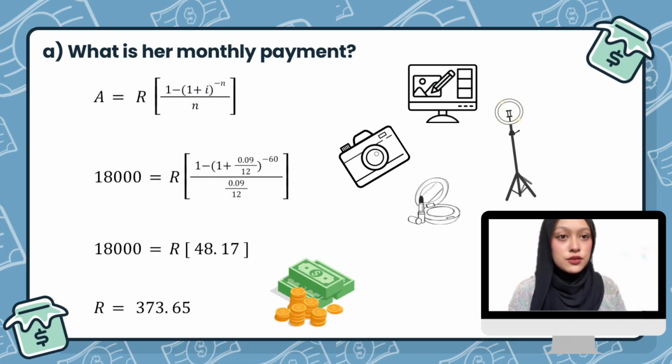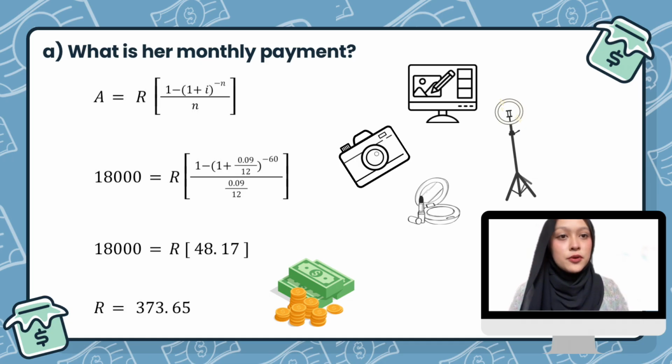Okay, so she wants to borrow 18,000 ringgit to upgrade her influencer setup. But she cannot pay all at once, so she takes a loan and plans to pay it monthly for 5 years. In order to find out how much she needs to pay every month, we use this formula. Don't worry about all the symbols, it just helps us to calculate the monthly payment when there's interest involved.